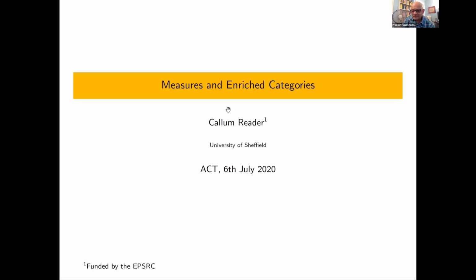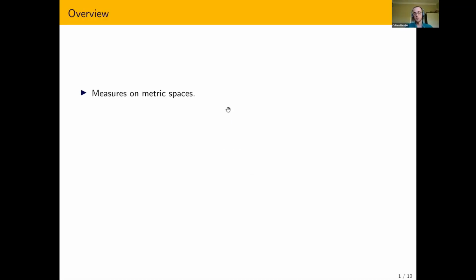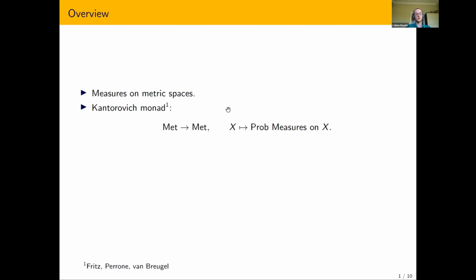Today I'm going to be talking about measures and enriched categories. And the focus of this talk will be measures specifically on metric spaces. So a lot of work that's gone into categorifying measures on metric spaces has focused on something called the Kantorovich monad. This is a monad on the category of metric spaces, and it sends every metric space to a metric space containing probability measures on it. And we'll see later how this metric is defined.